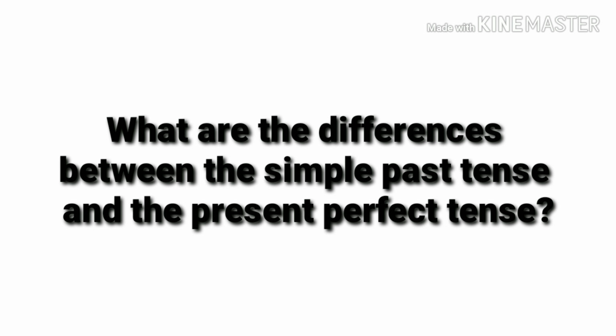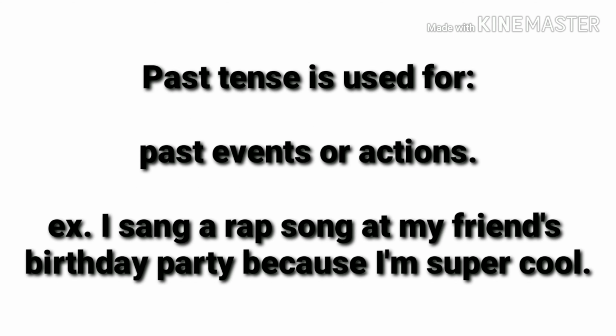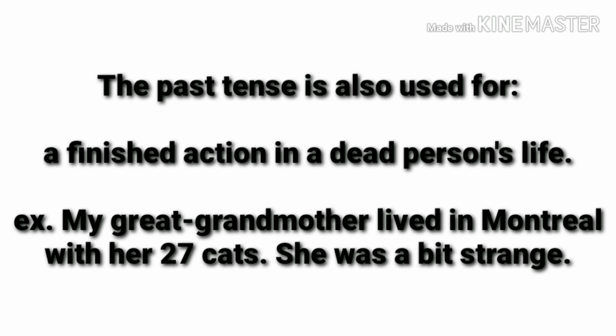So, what are the differences between the simple past tense and the present perfect tense? First, the past tense is used for past events or actions. For example, I sang a rap song at my friend's birthday party because I'm super cool. The past tense is also used for a finished action in a dead person's life. For example, my great-grandmother lived in Montreal with her 27 cats. She was a bit strange.